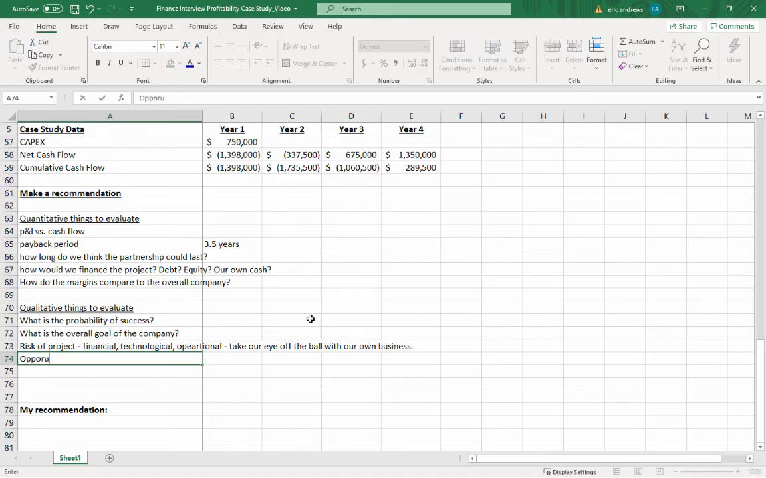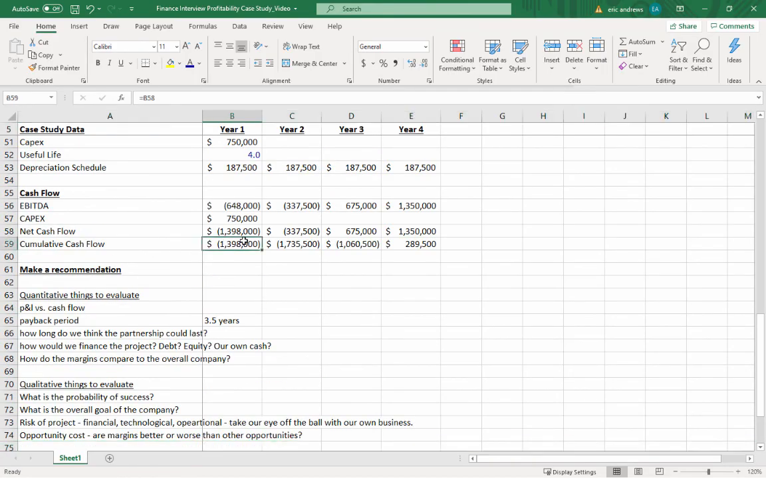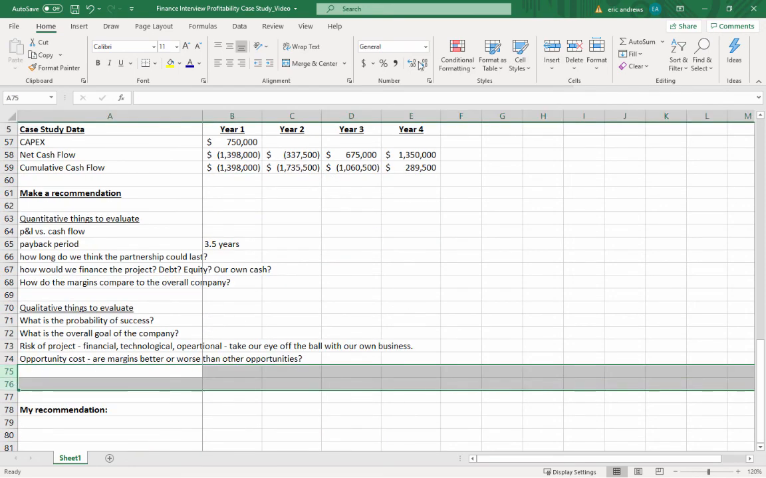And then opportunity costs. Are margins better or worse than other opportunities? So what other partnerships do we have on the table? If we invest this money in something else we're doing, maybe our core business, will we make more than this? So is this worth the opportunity?